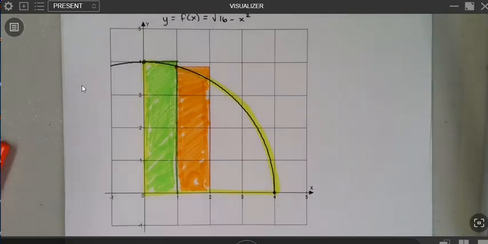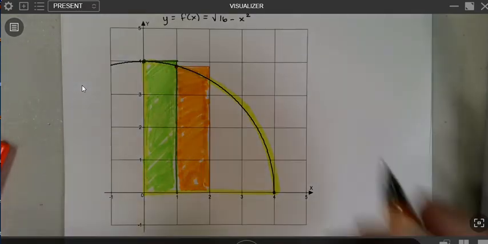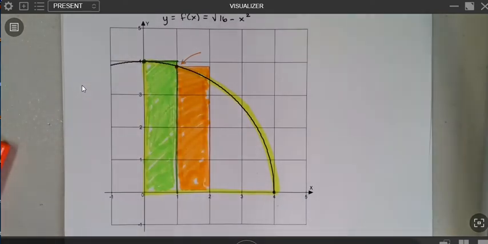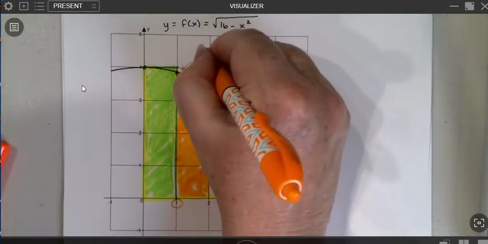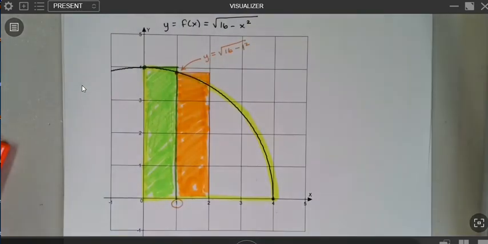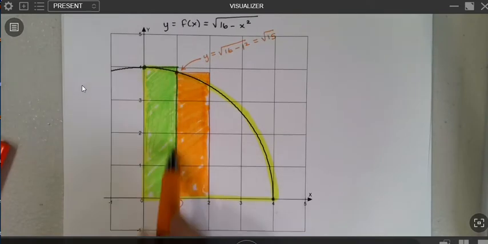In the chart at the bottom, you can see the base again is 1. And it says that the height is the square root of 15. So while I still have this visible, I want to talk about why we could say that that height was the square root of 15. The height is really this y value. And notice that it happens when x is 1. So if I just take my function and plug in x equals 1, I'm going to get square root of 15 there. And that determines the height of the whole rectangle.